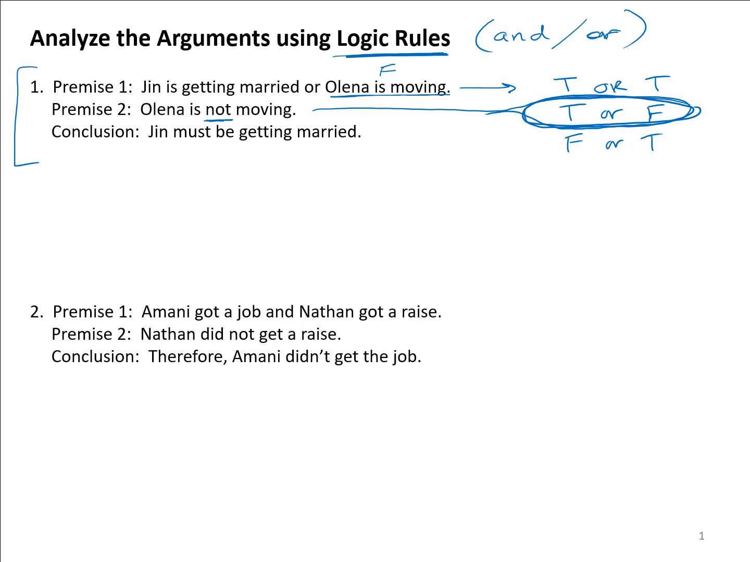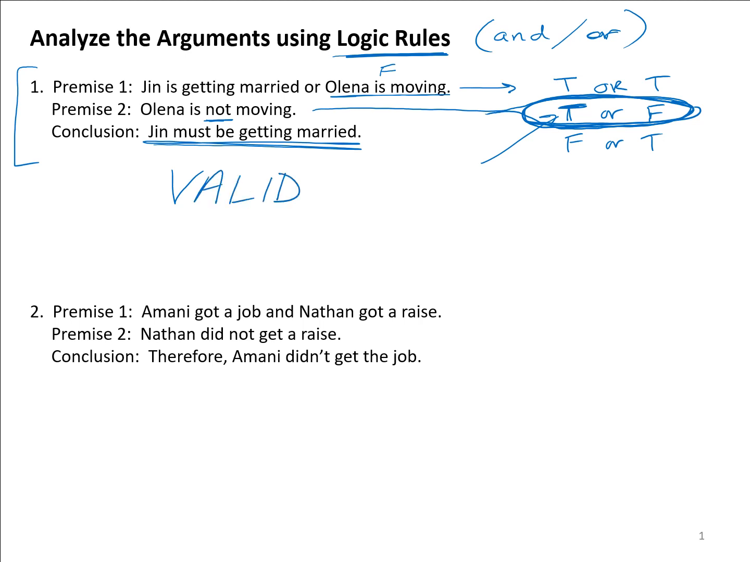Well, let's look at the conclusion that was given. Jen must be getting married. That's absolutely true. That has to be the case, because this is the only thing that could be happening and still have a true premise, is if we have the first statement being true. So this is a valid conclusion.